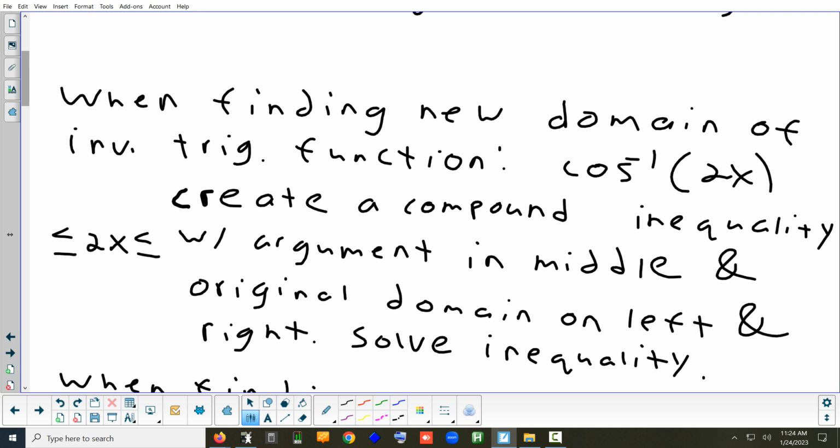So for cosine, let me think. The domain is the same as the range of the original. That's -1 to 1. So you put the original on the outside, put the argument in the middle, and now you solve it. So the new domain of inverse cosine 2x is -1/2 to 1/2. But that's how you find the new domain. Put the argument in the middle, original domain on left and right, and then solve for x.